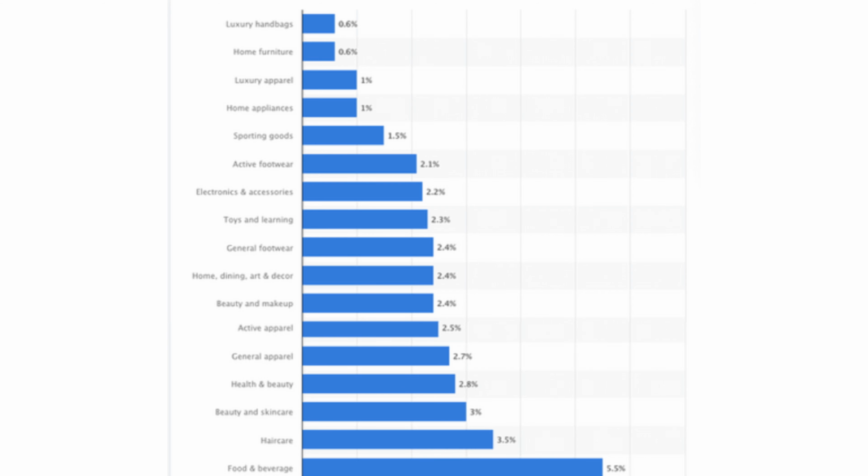Per unbounce.com, these are 2021 industry benchmarks for conversion rates. Luxury handbags, 0.6% conversion rate. Home furniture, 0.8% conversion rate. Now, mind you, those two are very expensive price points, so it's kind of understandable that the conversion rate won't be that average, 1 to 3%.